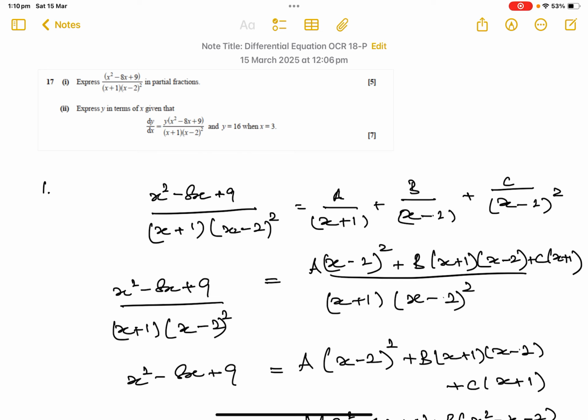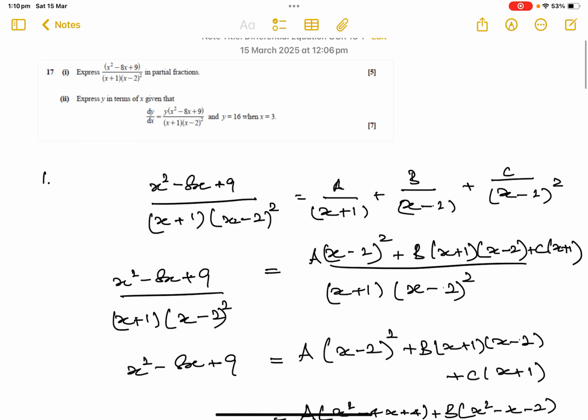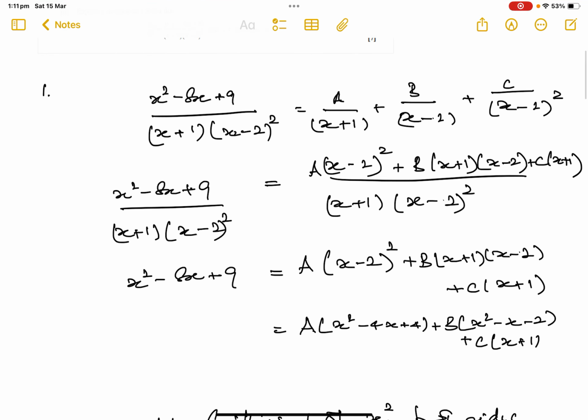x squared minus 8x plus 9 divided by (x plus 1)(x minus 2) squared. For this complex function, we have to find the partial fractions: A over (x plus 1) plus B over (x minus 2) plus C over (x minus 2) squared is the standard partial fraction form, where A, B, C are constants which we have to find. Once you find the constants, the first part of the question is done.